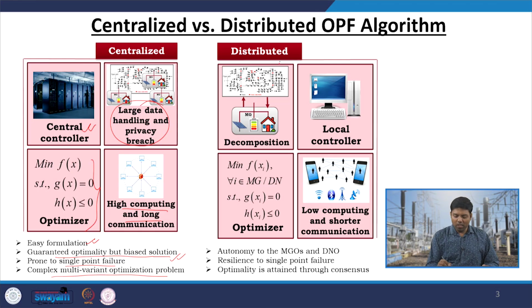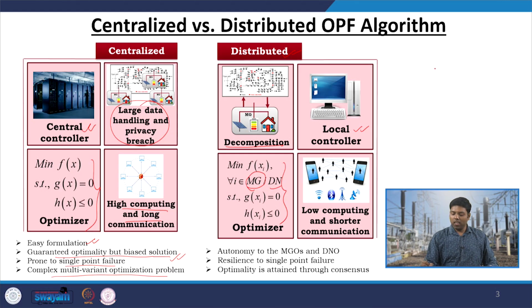Compared to that, if you have a distributed approach, what does distributed do? It decomposes the network into a few clusters, and every cluster has a local controller, and that local controller will optimize only that portion of the network which is underneath it. The optimization problem only focuses on that small microgrid or small network under the local controller. The size of the problem will reduce significantly.